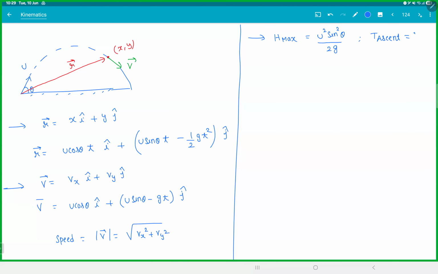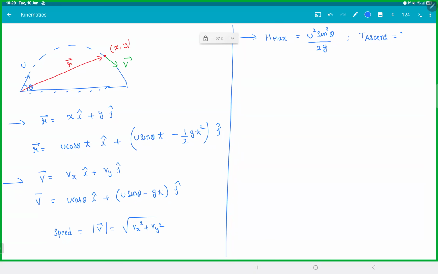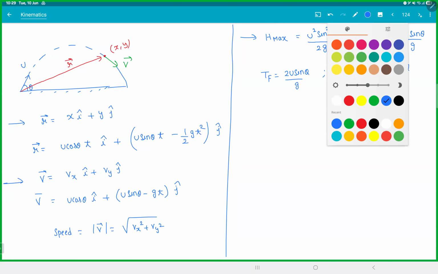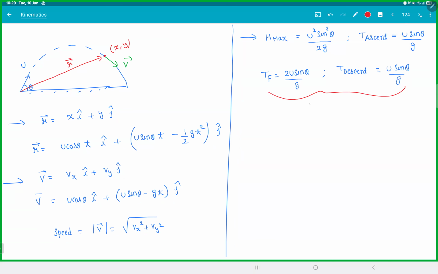Time of ascent is u sine theta by g. Then I'm just putting down all the formulas we derived. Time of flight is 2u sine theta by g. Time of descent is u sine theta by g. But these two formulas are valid only if you come to the same level.